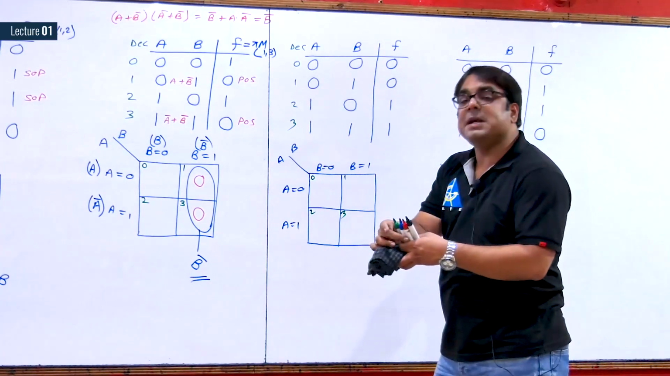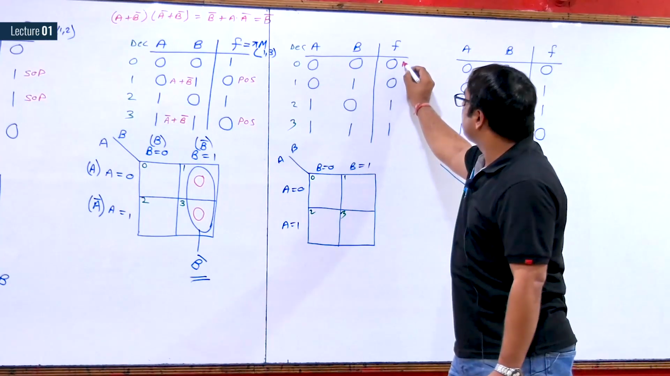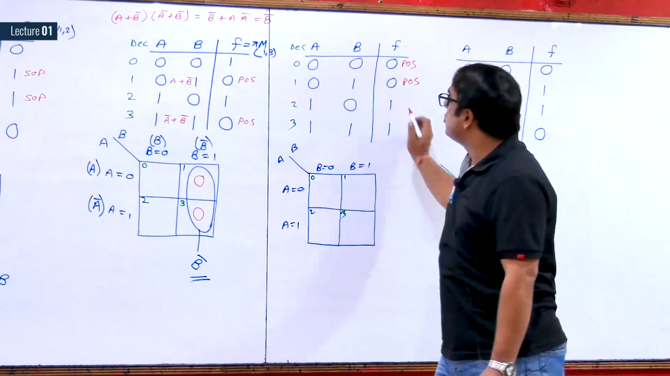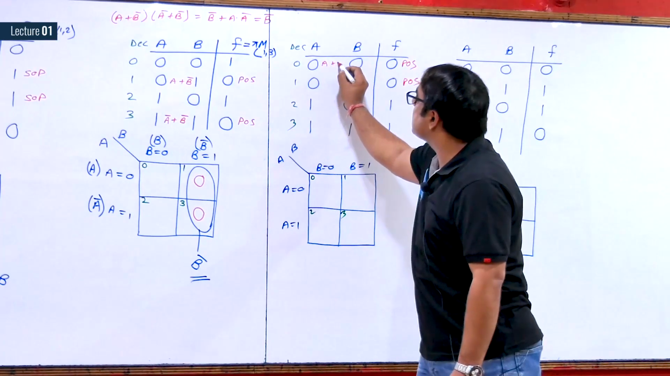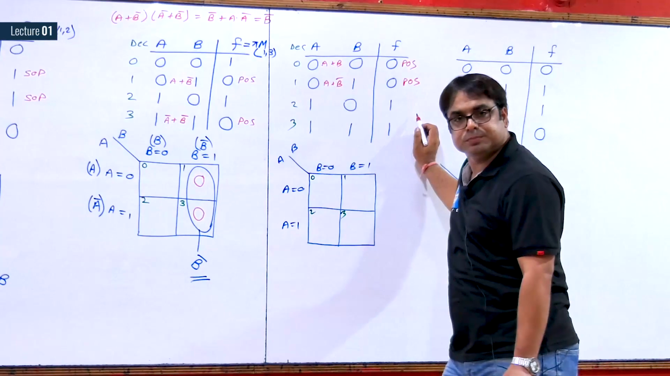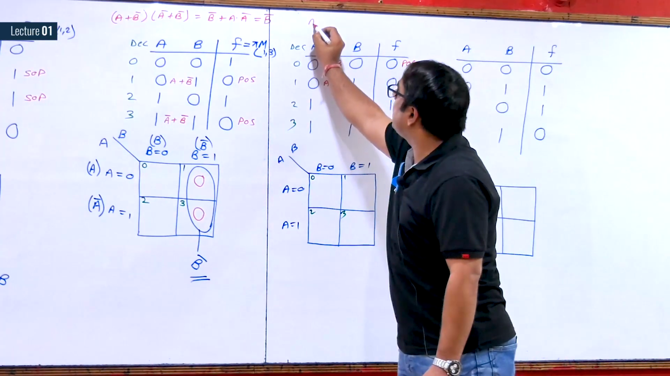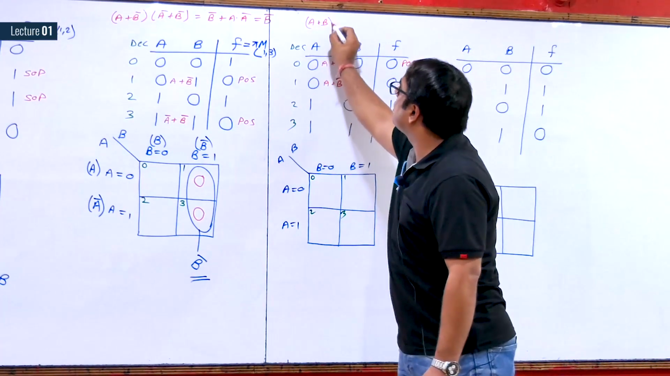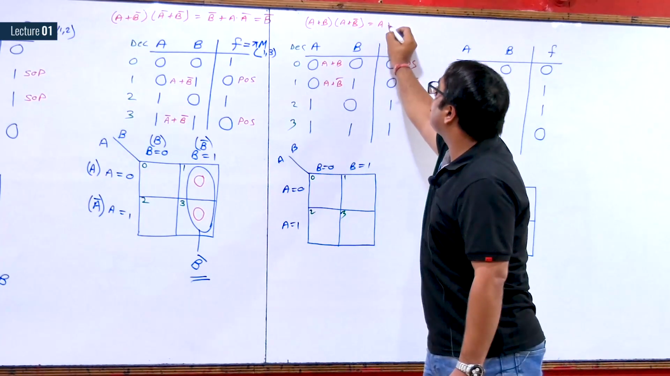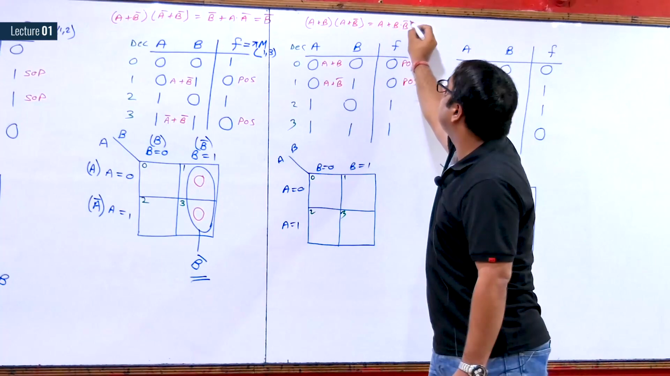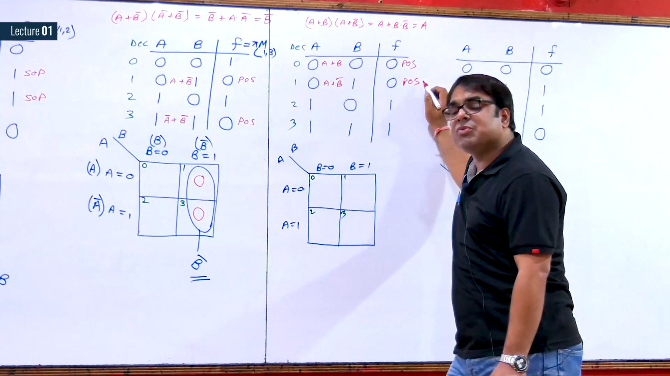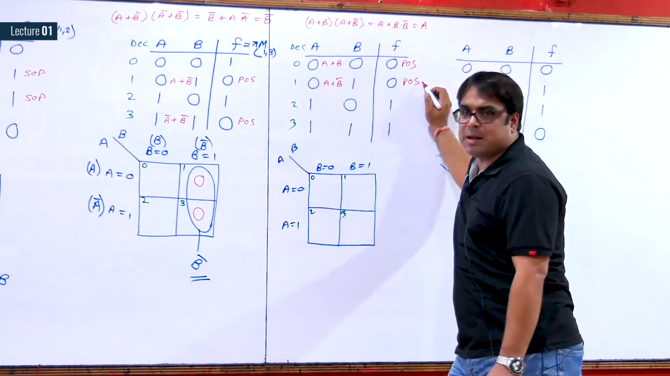Now, using POS, first using Boolean, this is POS and this is also POS. Using Boolean, this is A plus B, and this is A plus B complement. So using Boolean, it is (A plus B) dot (A plus B complement). Applying the distributive law, this is A plus B dot B complement. The answer is A. Same answer we are expecting in the K-map.